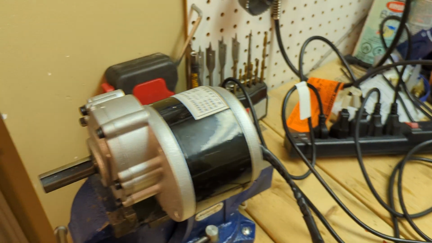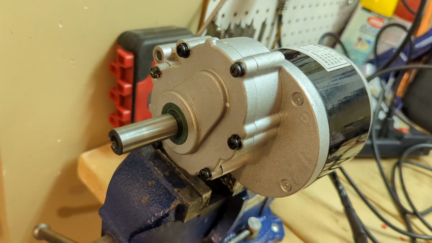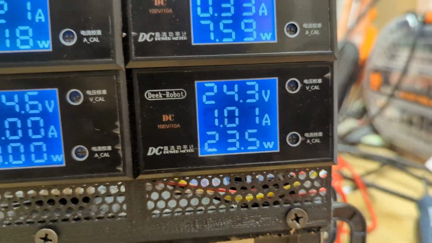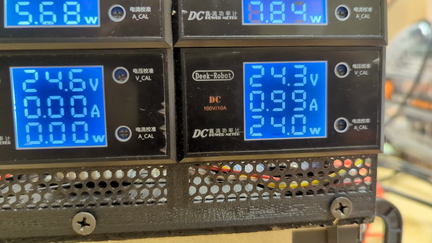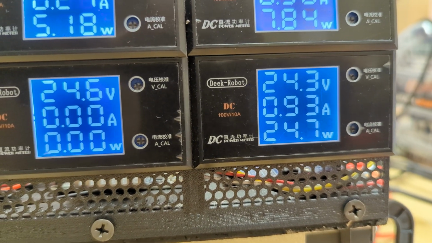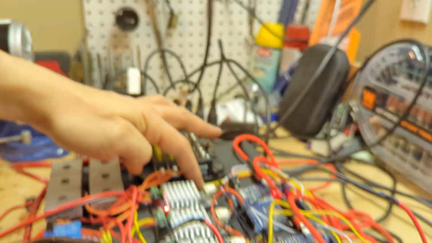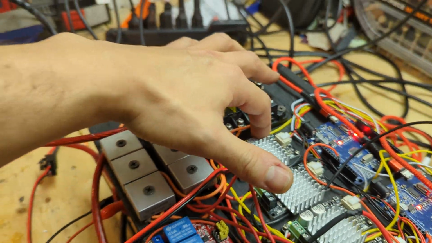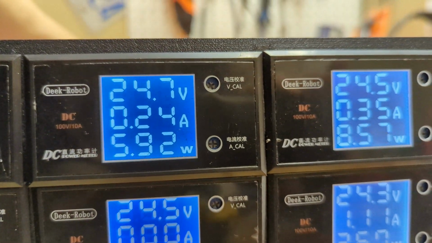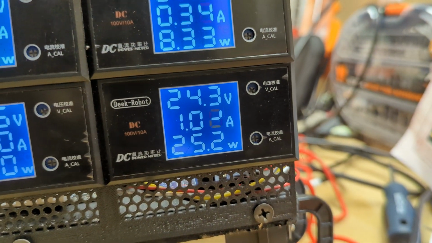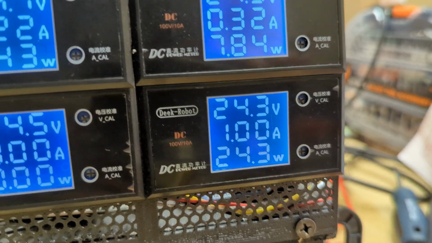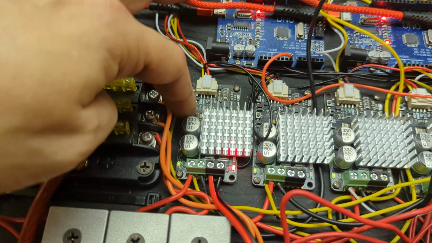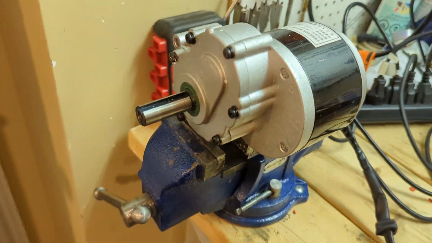Okay. And we have movement. Okay. And you can see this is the motor number 6. You can see about 1 amp power draw, 24 watts. Okay. That's good. The other direction sounds higher, I don't know why. And we have, yeah, 1 amp, 24.5 watts. We still have 24.6 volts here. So that's good.